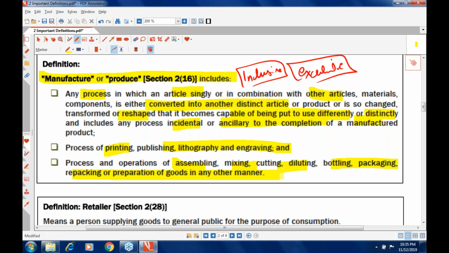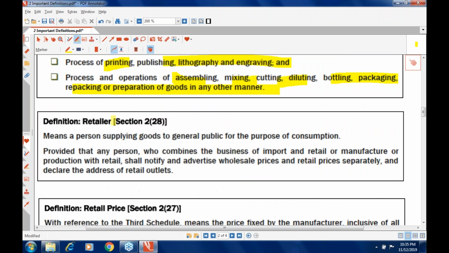Okay, let's move a bit forward. So that's the definition of manufacturer. Now, what's the next definition? The retailer. Well, we do know the definition of retailer, but let's understand it, because it means a person supplying goods to the general public for the purpose of consumption.